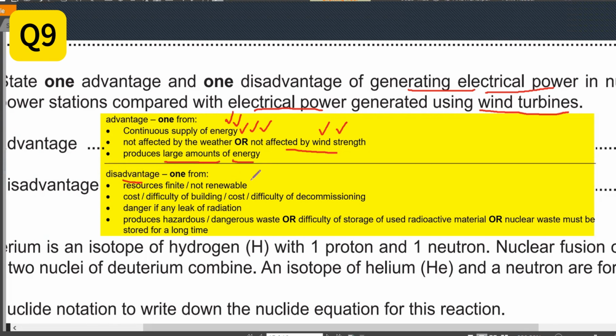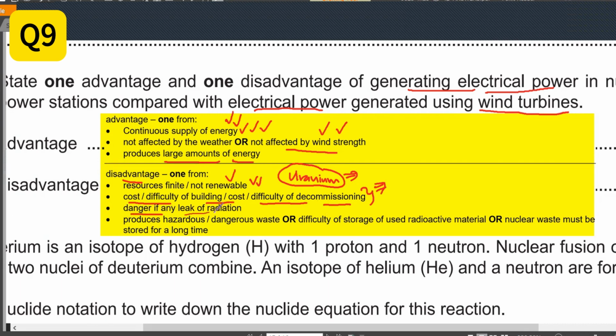Disadvantage: resource is finite, not renewable. For example, let's say we are using uranium, the radioactive uranium atom, to generate the nuclear energy. It depends on the uranium. If we run out of the uranium, then we don't have any more. So this is not renewable. Very expensive to build the nuclear power plant, and difficulty of decommissioning. When we want to stop using the nuclear power plant, it's very difficult to close it down because we have a lot of nuclear waste.